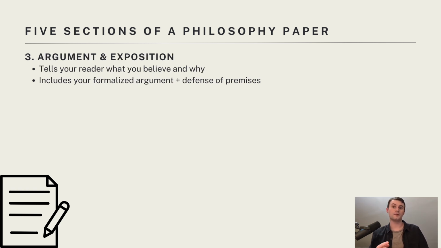Next, there's going to be the argument and exposition. This is really like the meat of the philosophy paper. This is where you present your argument first in a more condensed form, a formalized version of it, and then you go on to give an explanation and a defense of each of your argument's main premises.